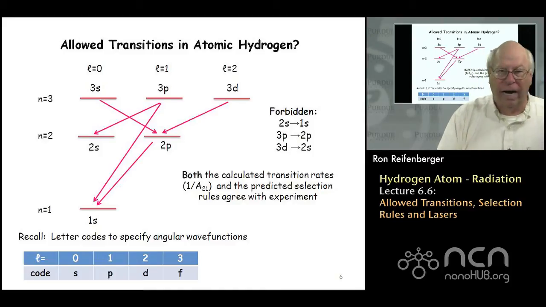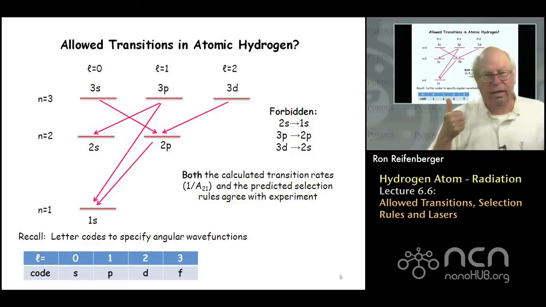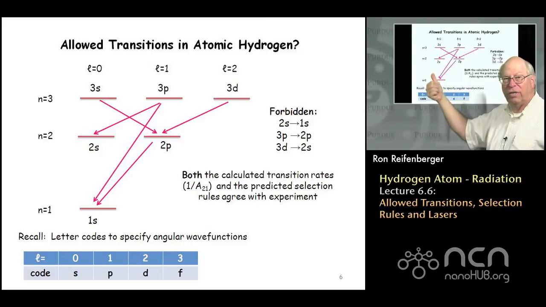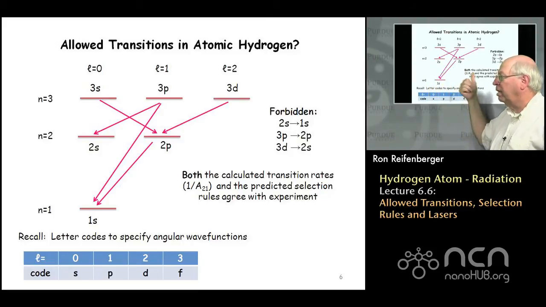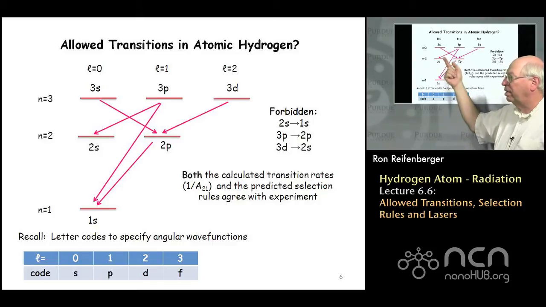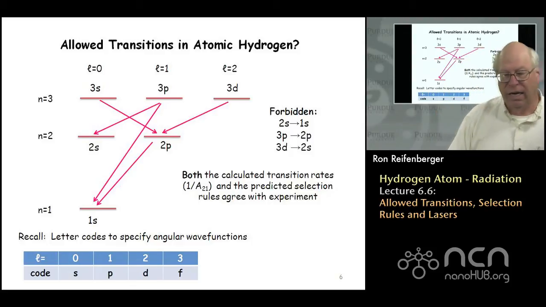And I wouldn't be up here talking about it if these predictions were not tested experimentally. And not only are the forbidden transitions not observed in the atomic spectrum of hydrogen, but the rate constants, A(2,1), that are calculated from the previous slide also agree very well with these various transitions. So all that has been investigated, and everything checks out very nicely.